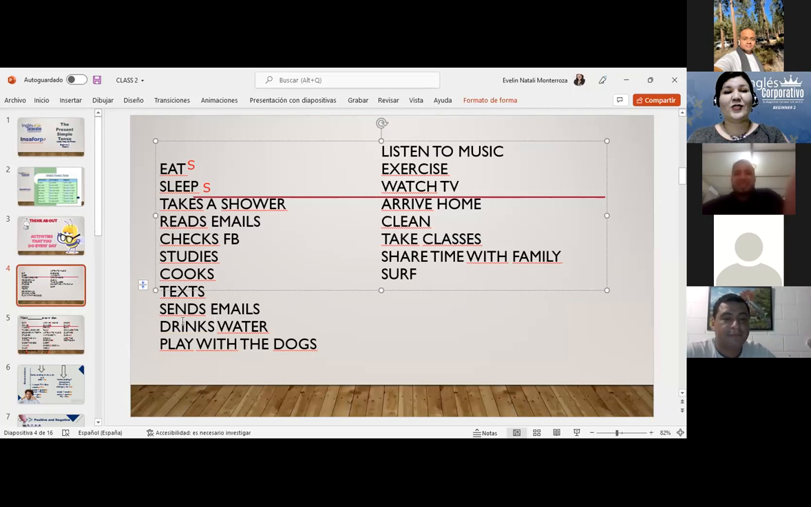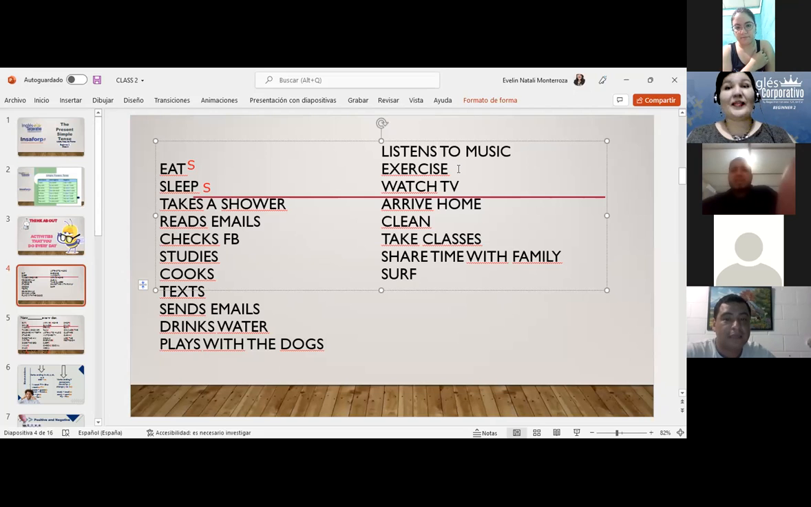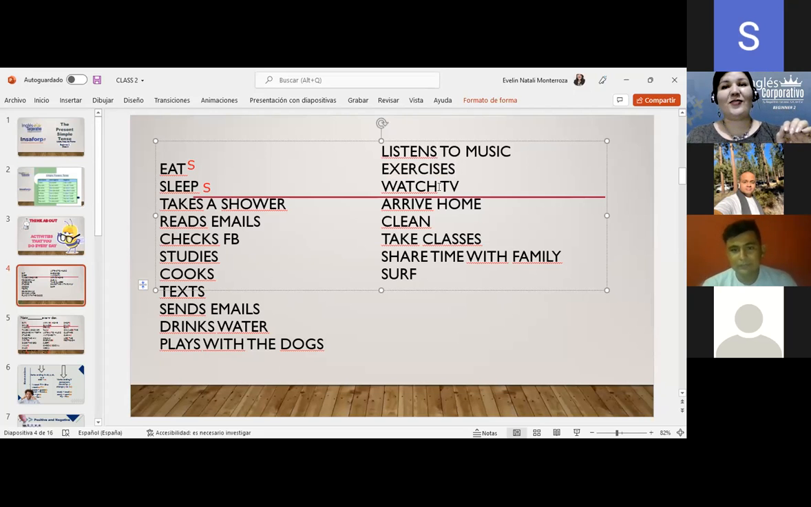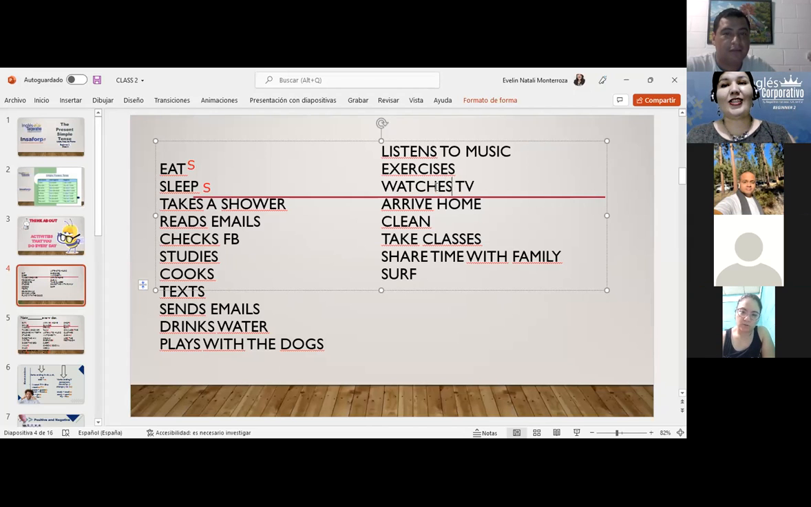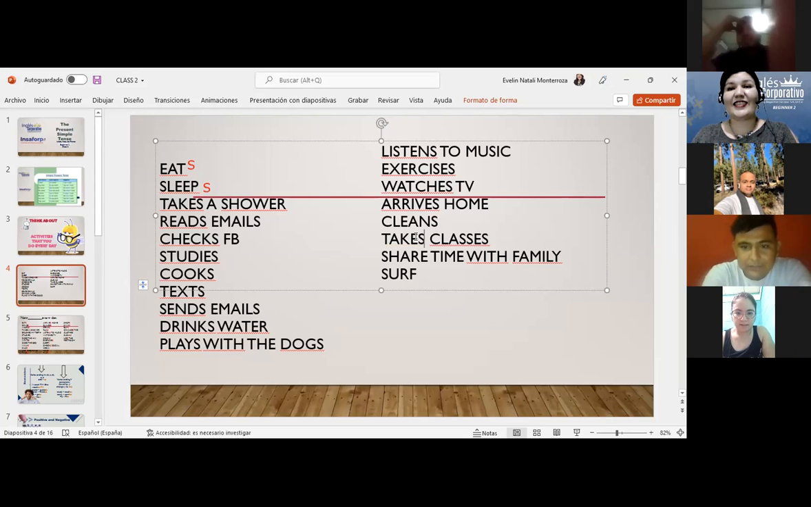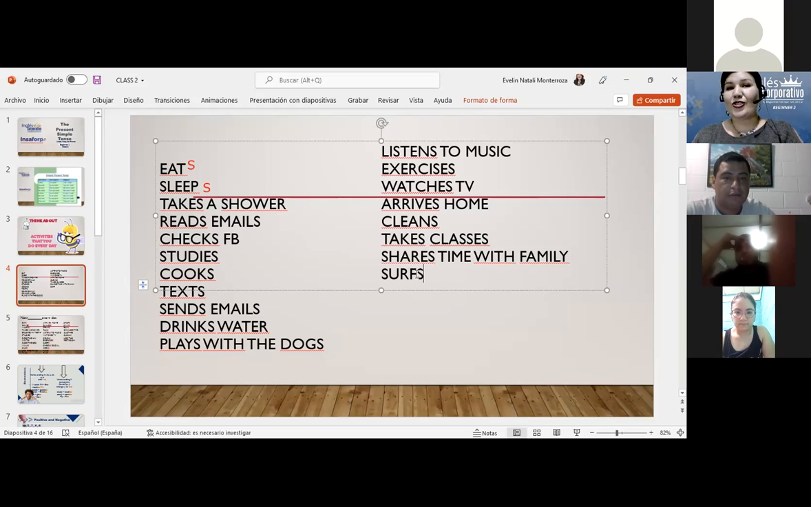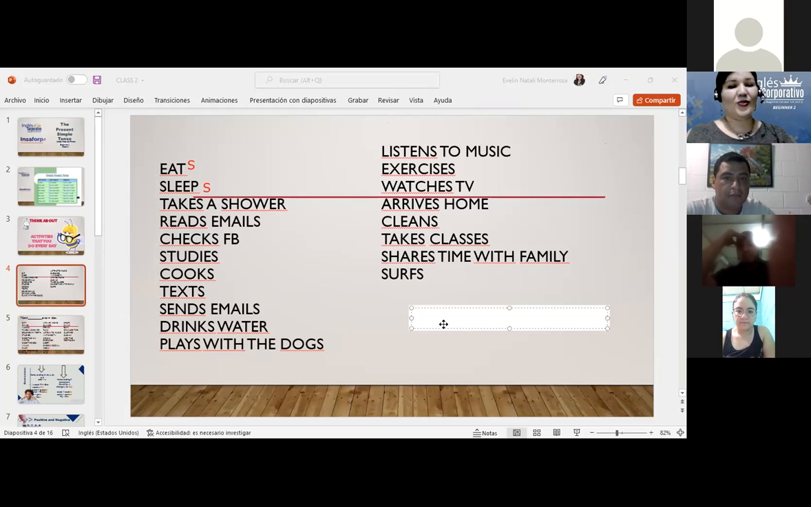Drinks water. The next one? Plays with the dogs. The next one? Listens to music. What about the next one? Exercises. The next one? Watches, because we have ES. Watches TV. The next one? Arrives home. What about the next one? Cleans. What about the next one? Takes classes. What about the other one? Shares time with the family. And the last one, serves.